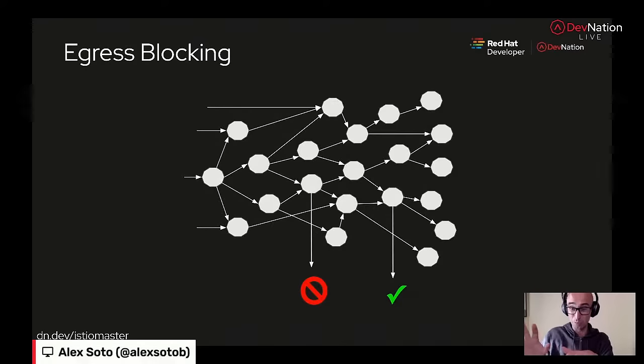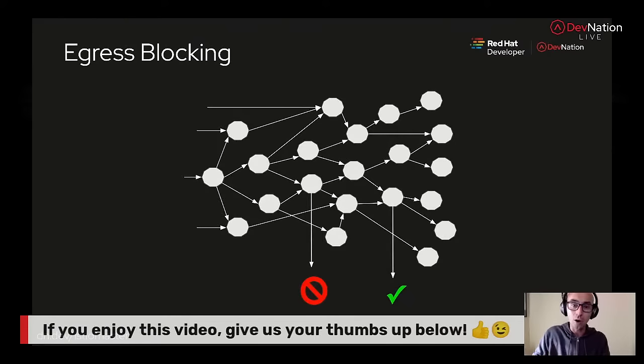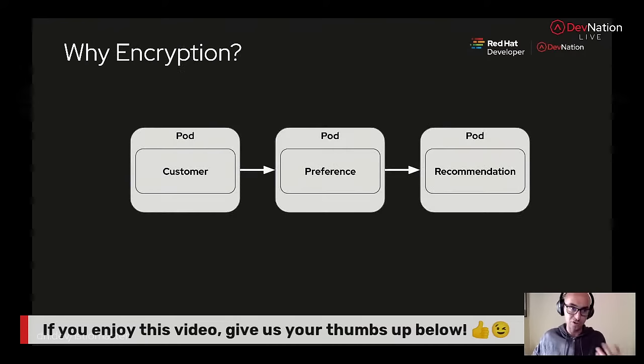Okay, so it's something that you would like to protect. And this is exactly what you're getting with egress blocking access. It's blocking external or outbound communications and only allowing the ones you have registered. The second thing is encryption.